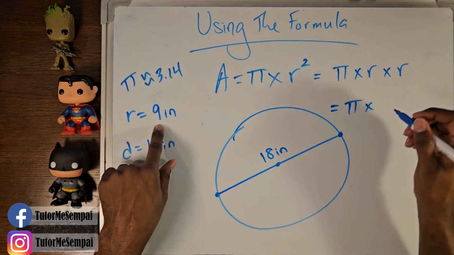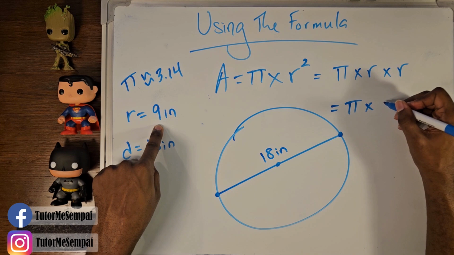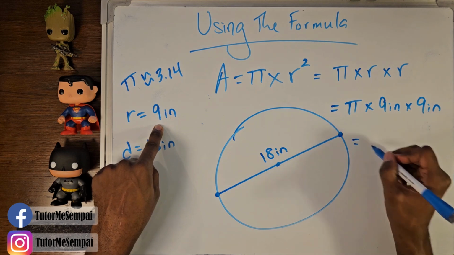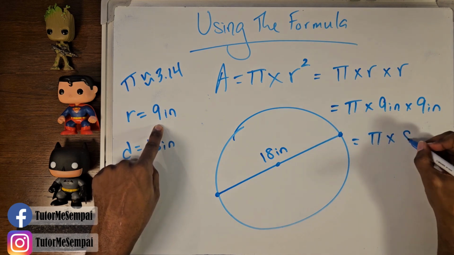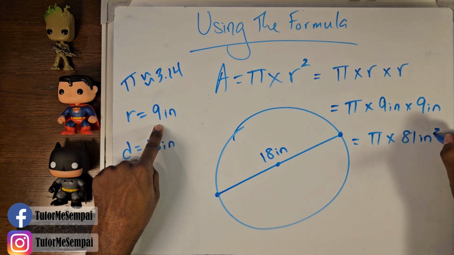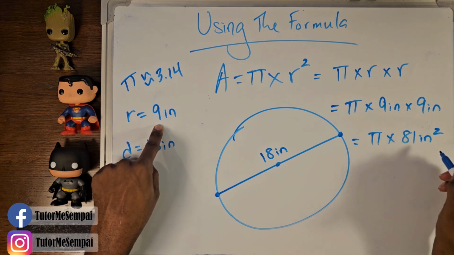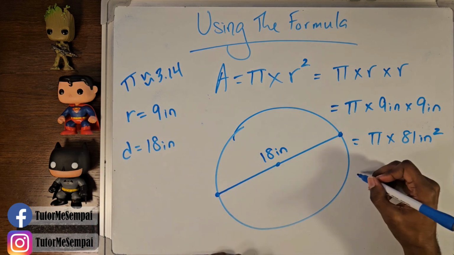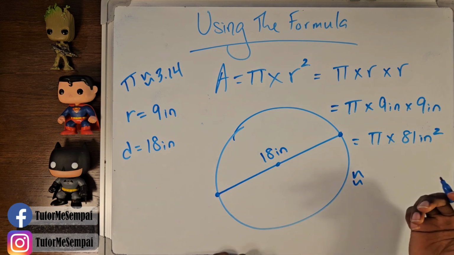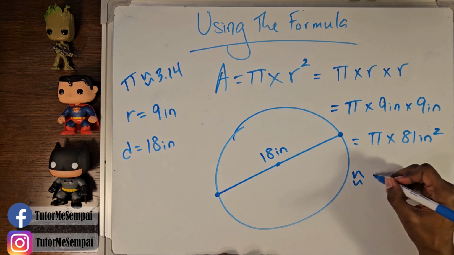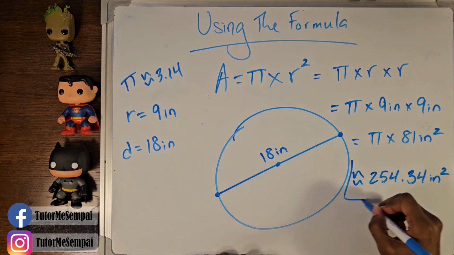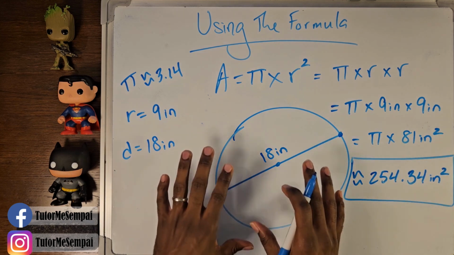Pi times, not the diameter, we're plugging in the radius. 9 inches times 9 inches. That's going to be pi times 81 inches squared. Don't forget your square units. This is the actual exact value, but let's say we want to round it. So an approximate value. If you plug that into your calculator, you're going to get 254.34 inches squared. This is the approximate value for the area of this circle.